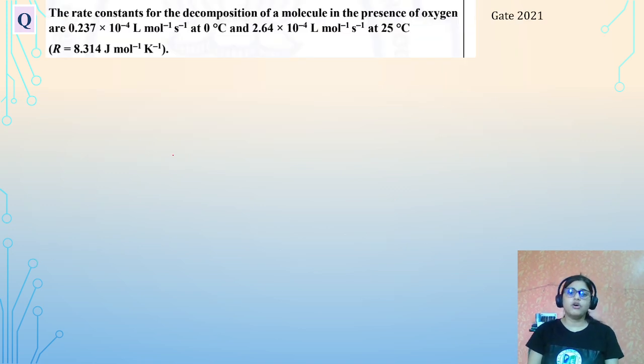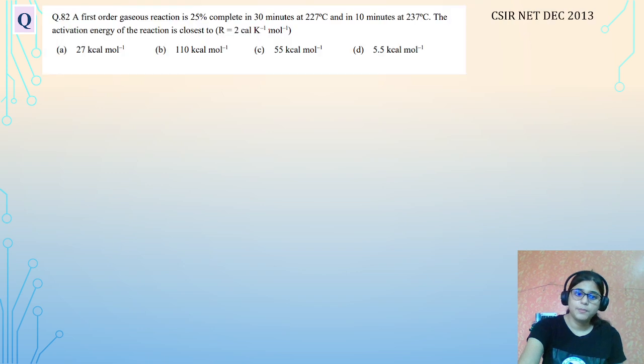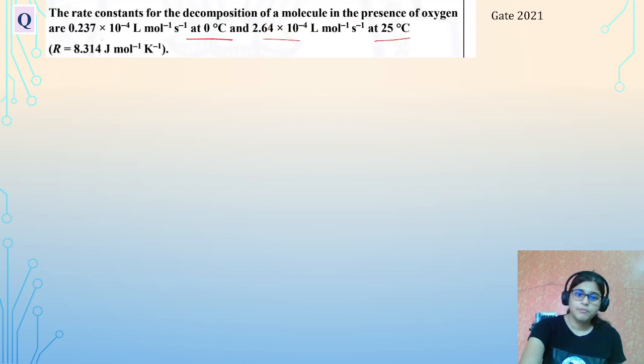Now the rate constant for the decomposition of a molecule in presence of oxygen. At 0 degree Celsius, this is the rate constant value, and at 25 degree Celsius, this is the rate constant value. Okay. Now the question says, what is the EA? Okay. How can we solve this?